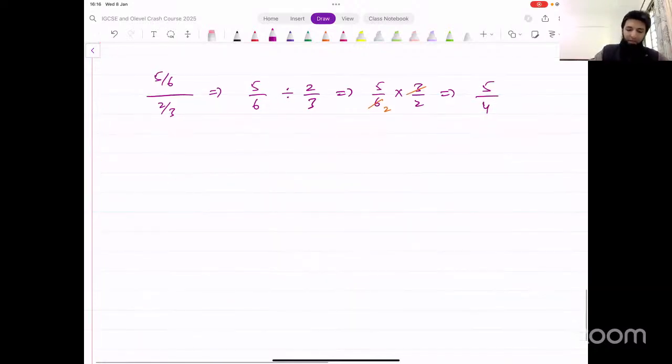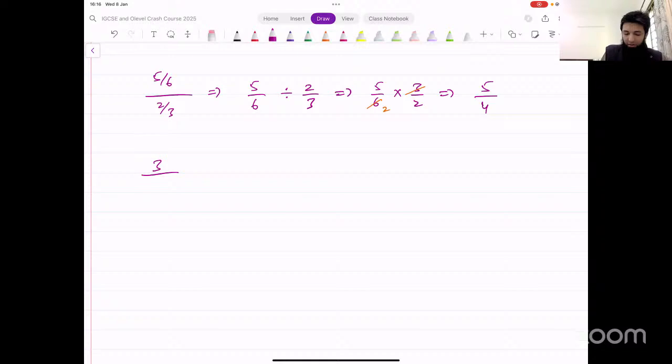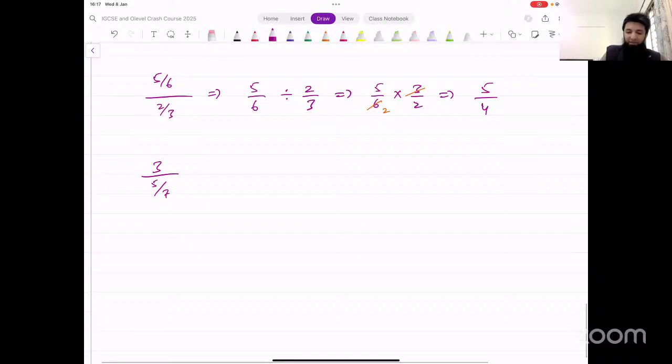Okay. Now, if you have something like this instead, 3 divided by 5/7. Now, notice, where is the bigger fraction sign? This is the bigger fraction sign, right? 3 over 5/7. How are you going to simplify this? In fact, what I'm going to do is I'm going to let you try this first. So let's say we want to simplify this. And at the same time, we also want to simplify 3/5 divided by 7.